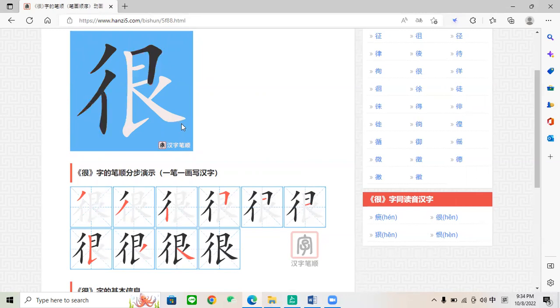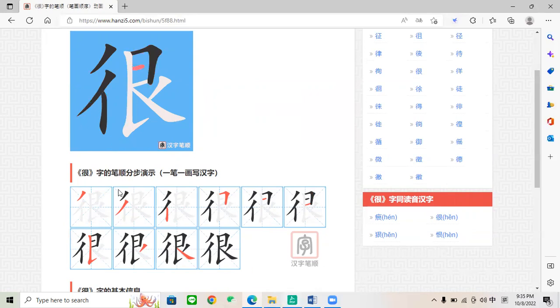And also, one more thing is very important. The finish point of the last stroke is higher than the bottom point of the right component, right? So be careful about that. And also the bottom point of the left component, or the left radical, and the bottom point of the right component are in the same line, right? So be careful about this one. So that's balance, right? Okay, 很 means very, okay?